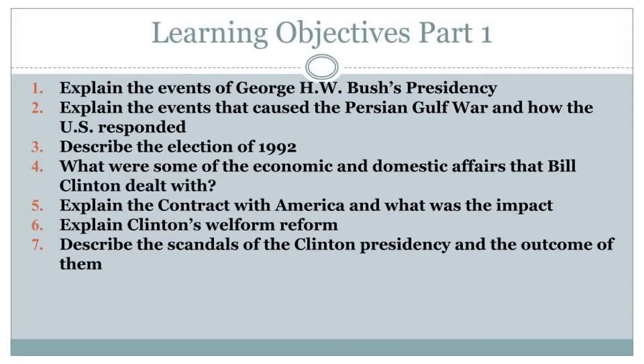Okay, let's look at the learning objectives for part one. Of course, the first one is explain the events of George Herbert Walker Bush's presidency. Number two is explain the events that caused the Persian Gulf War and how the U.S. responded. Number three, describe the election of 1992. Number four, what were some of the economic and domestic affairs that Bill Clinton dealt with? Number five, explain the Contract with America and what was the impact. Number six, explain Clinton's welfare reform. And number seven is describe the scandals of the Clinton presidency and the outcome of them.